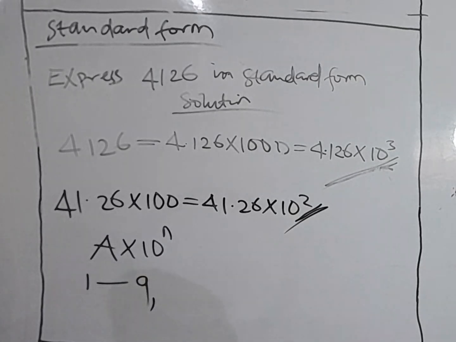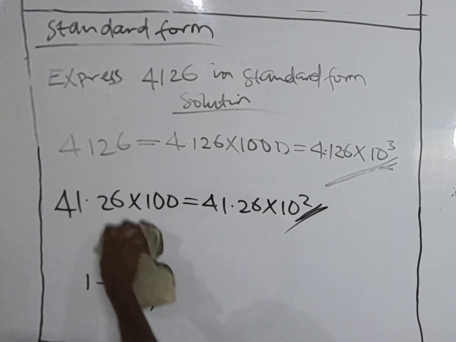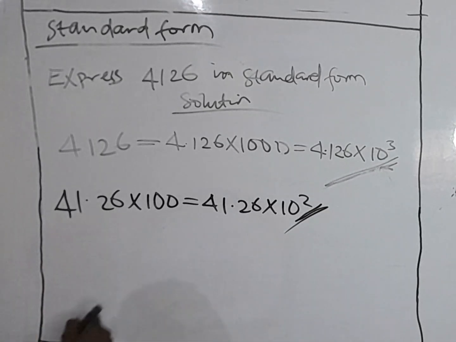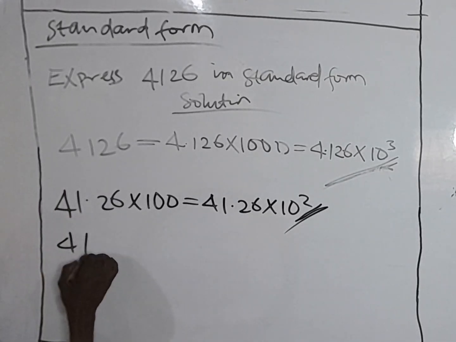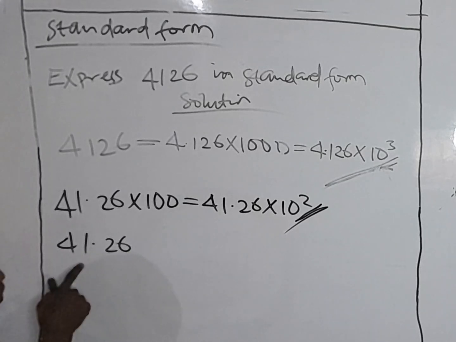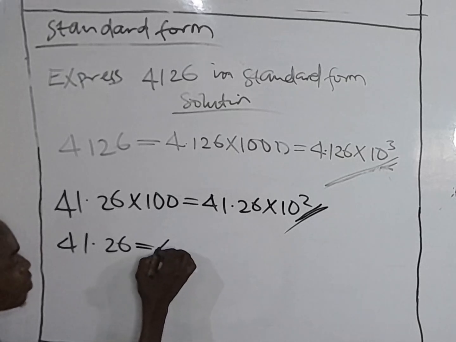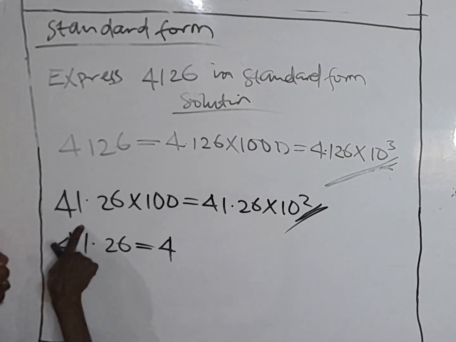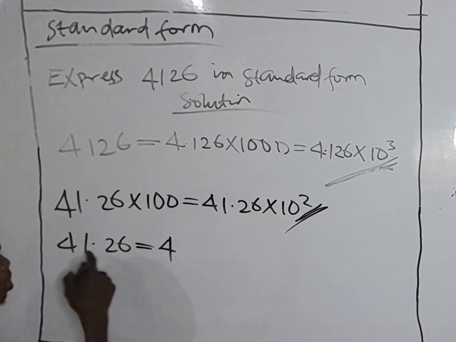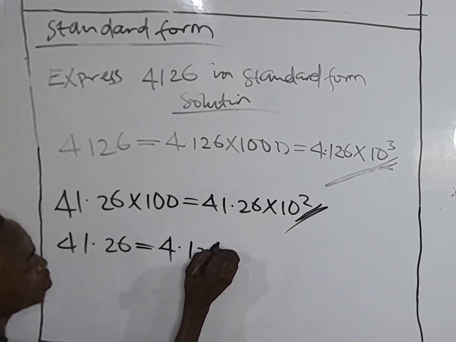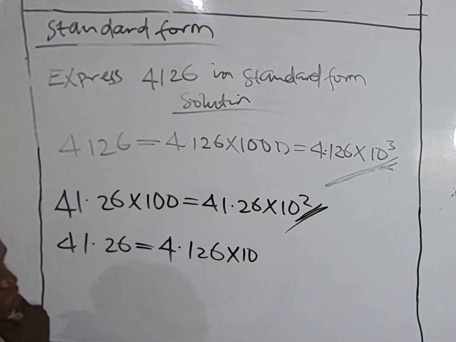So the next thing to do to make it standard form is to check this number. Just pick only this one, 41.26. This number itself in standard form is equal to, I will write 4, I'll put my dot here, and count from the initial decimal point. Therefore, I have 4.126. Remember, how many steps did I go? Just one. Therefore, I will have just 10.